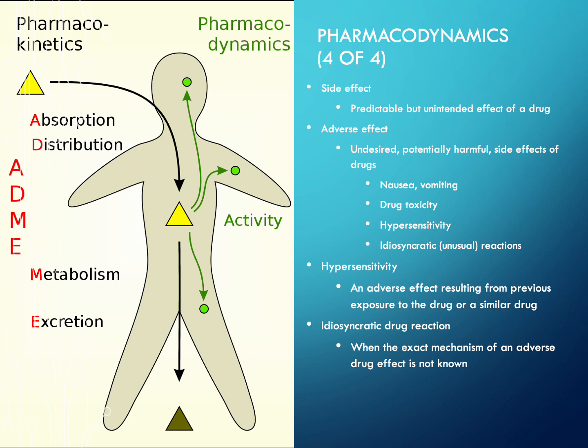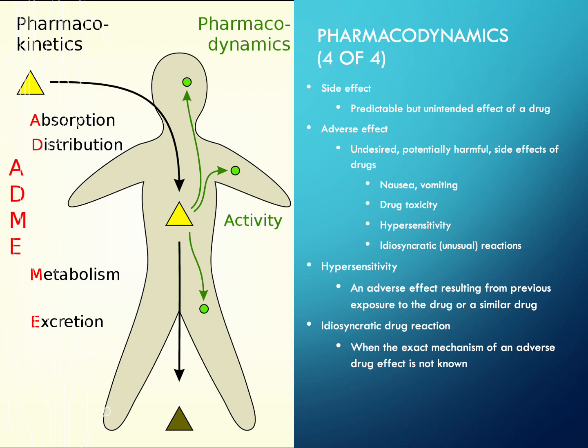A couple more here: side effect, adverse effect, hypersensitivity, and idiosyncratic drug reactions. Side effect and adverse effect are used to describe the body's response or reaction to medication. So side effects are rarely serious, but are usually unavoidable. They're also predictable, but it's not something that we intended for the drug to do. An example could be after taking an antihistamine, you might feel sleepy.